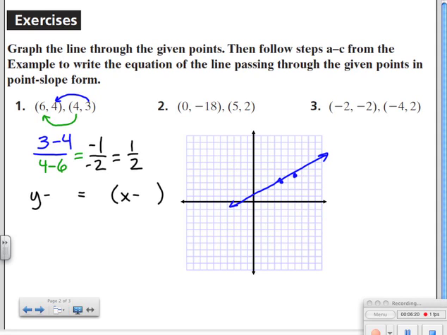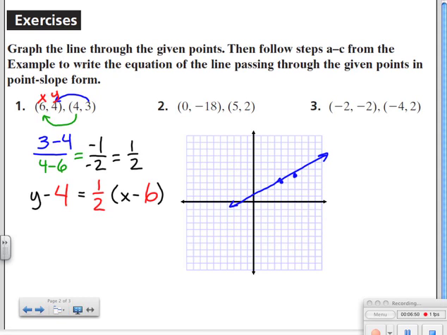Again, you can always start off with these openings and then you're just plugging things in. So now I want to put my slope 1/2 in its correct place. I'm going to choose the first point. Here's my x. So 6 is my x, y is 4. So I'm going to put 4 in after the y and put 6 in after the x. So now my equation for that line is y minus 4 equals 1/2 times the quantity of x minus 6.